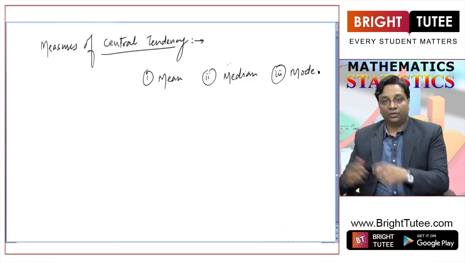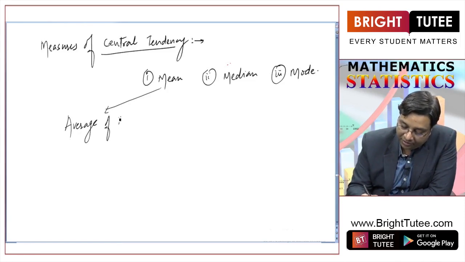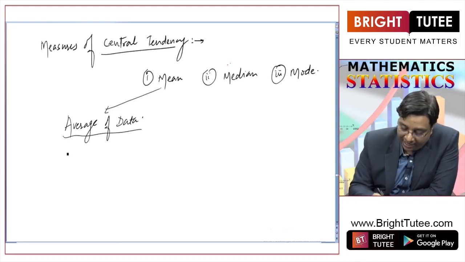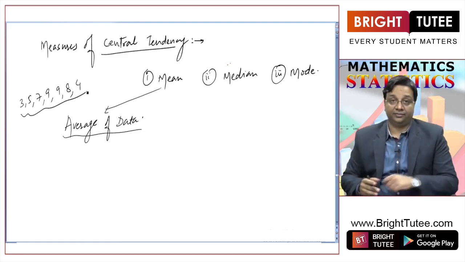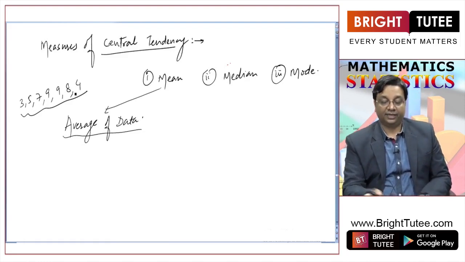If I give you a broad definition of these, mean is just the average of data. What do I mean by that? You add all the data. For example, we have got 3, 5, 7, 9, 9, 8, 4. This set of data, right? So we have got 3, 5, 7, 9, 9, 8, 4.